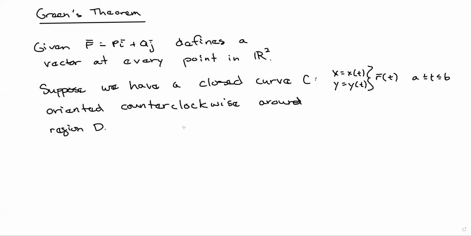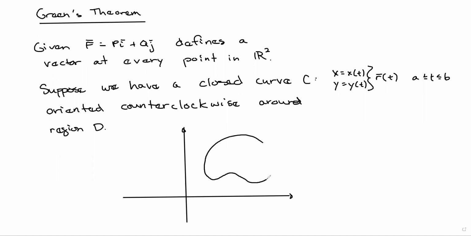All right, so if we were to draw ourselves a picture, we're dealing with 2 dimensions here, not 3. Green's theorem is for 2 dimensions. So the idea is we've got some curve. There's C. It's got orientation counterclockwise. It surrounds region D. And then at every point in this picture, we have a vector from our vector field.